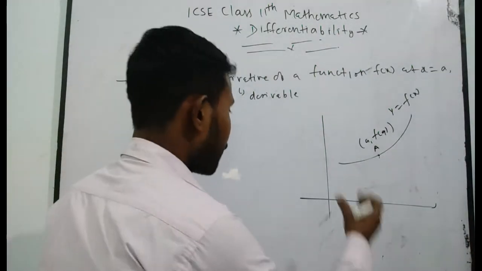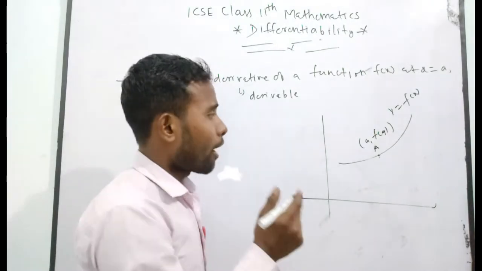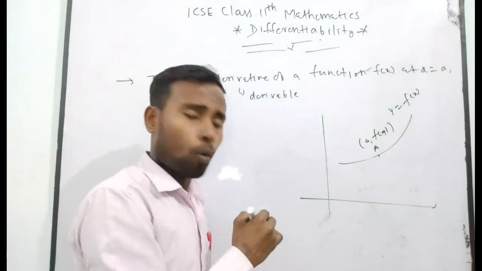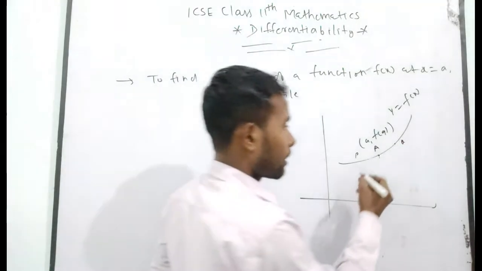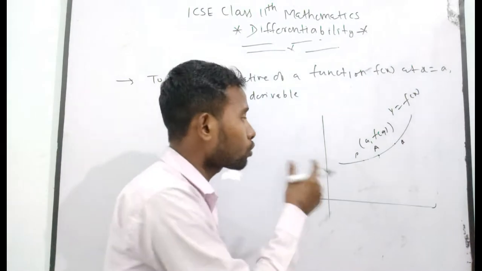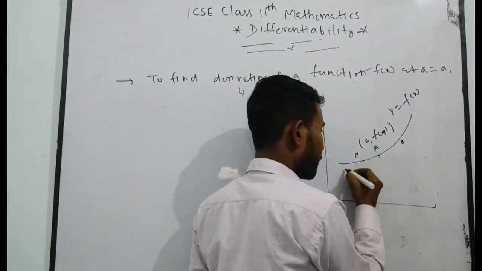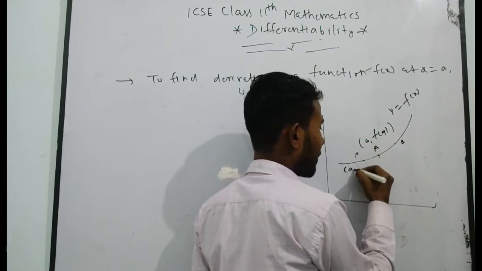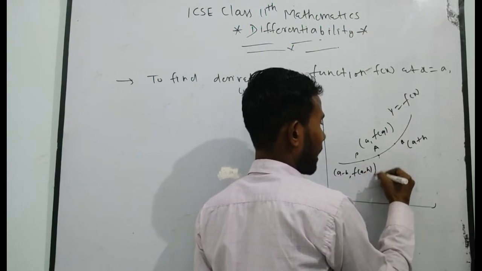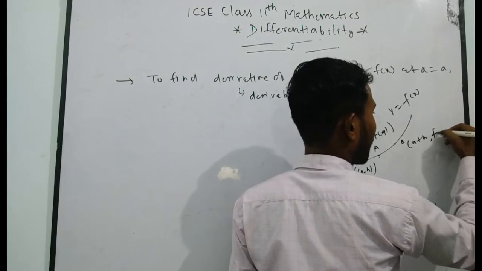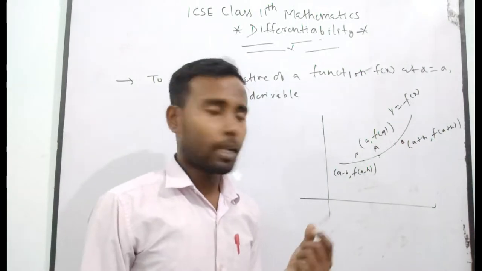How can you find the derivative of a function? Suppose there are 2 points which are very close to A. There is a point P and a second point Q. As I have told you, P and Q are very close to A. In that case, it will be a minus h and a plus h. Its functional value at P will be f(a minus h), and at Q will be f(a plus h), because P and Q are very close to A.